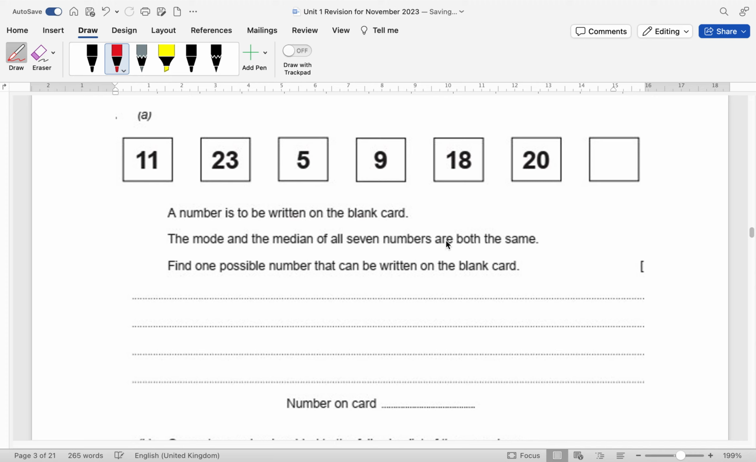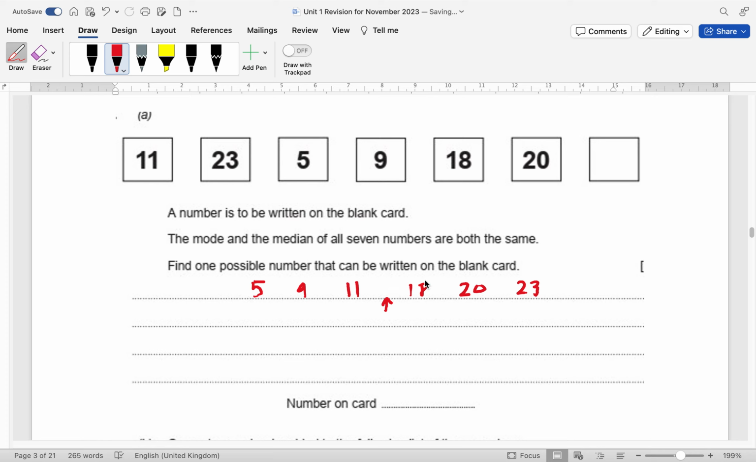Numbers to be written on the blank card. The mode and median of the 7 numbers are both the same. At the moment, I should probably write these in order. I think that's the kind of logical thing to do here. At the moment, I don't have a mode. There is no mode, right? There are 6 different numbers. My median is in the middle, which is here, right? But what's halfway between 11 and 18 is 14.5, and it's not the nicest, right?